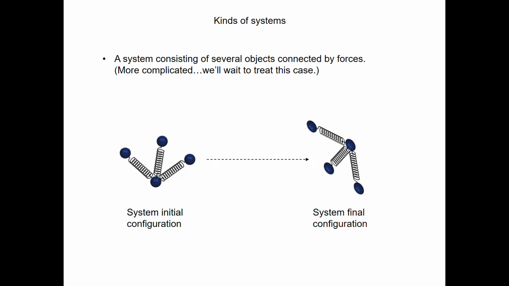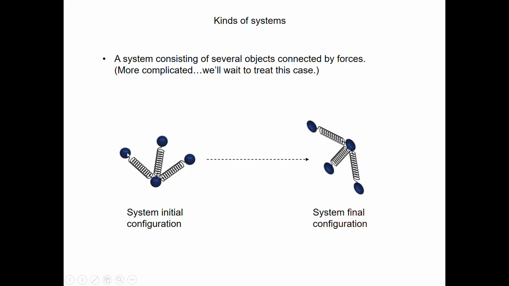We have been talking about how to calculate the work done on very simple kinds of objects: work by individual forces and net force, the net work done on an object as it moves. We're going to want to consider, as the chapter goes on, more complicated kinds of objects, things that aren't so rigid. So here I'm imagining a system consisting of several objects connected by forces.